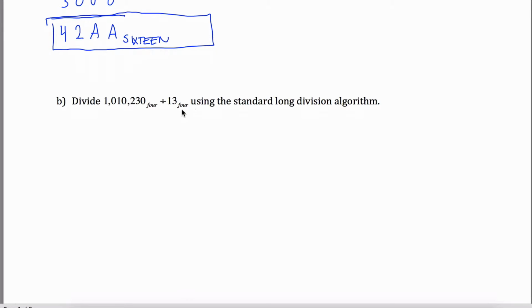Division. Divide this by this using the standard long division algorithm. What you'll want to do before you would do any division problem in a different base is to multiply the smaller number here, this 13, by each of the one-digit numbers in that base. So 13 times 0 is just 0. I'm going to be lazy and not even write it. 13 times 1 is 13. 13 times 2, you're like, it's 26.